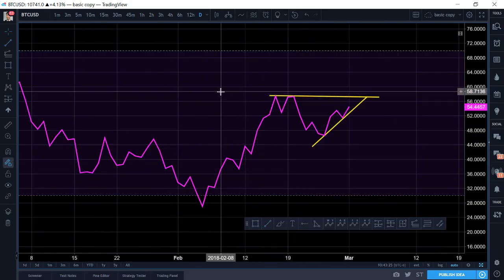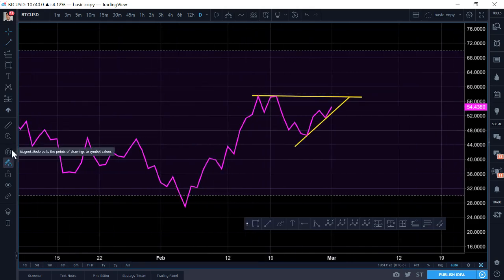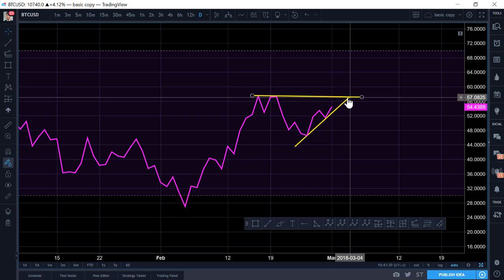I'm just going to take off my drawing. No, is my magnet on? No, it's not on. Okay.